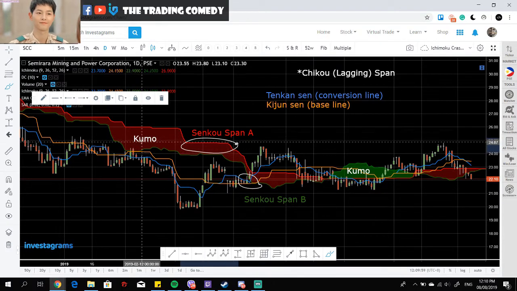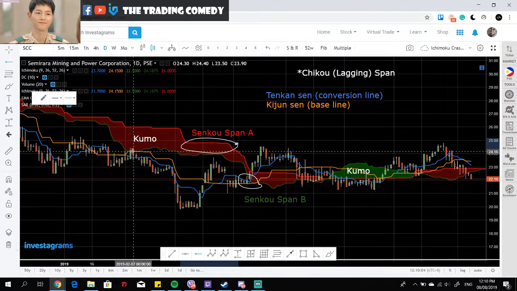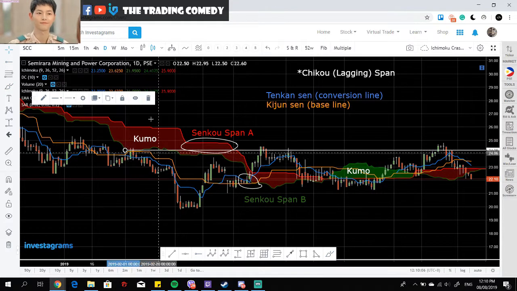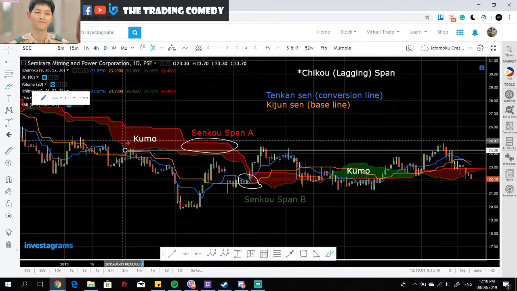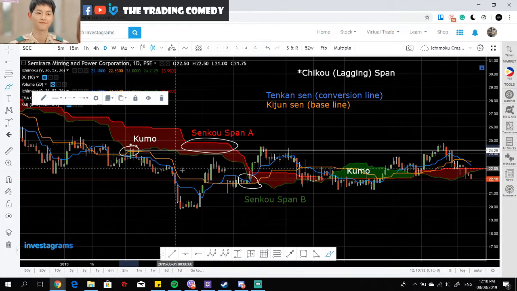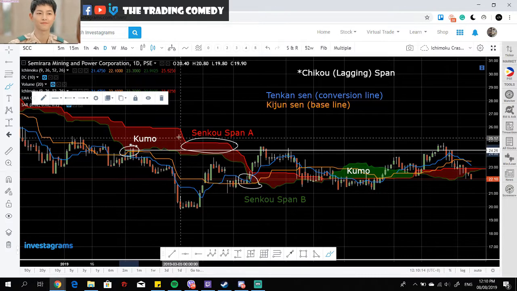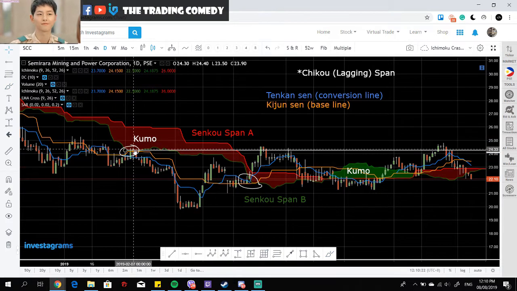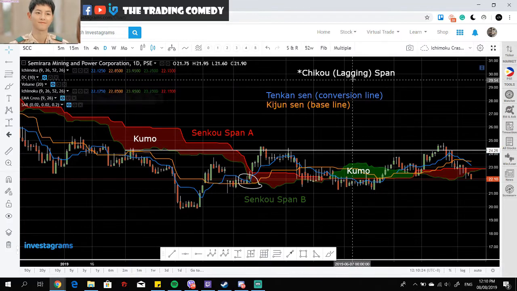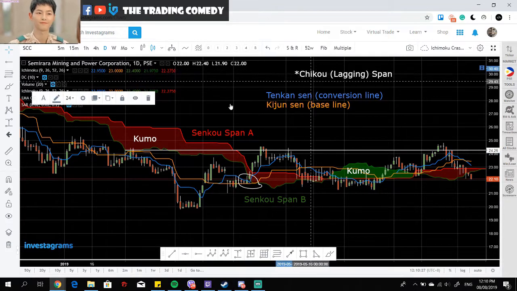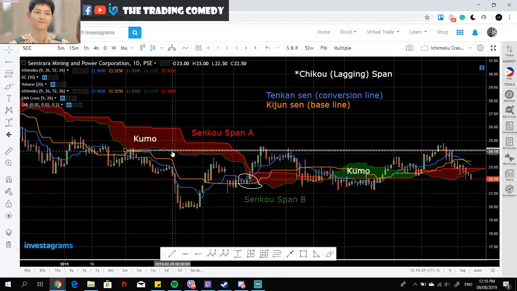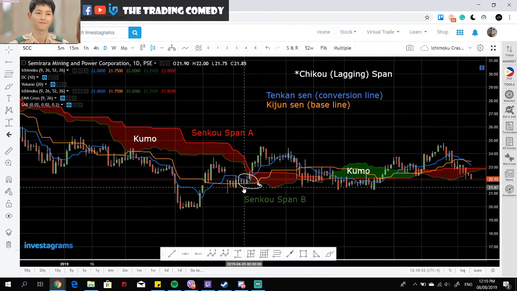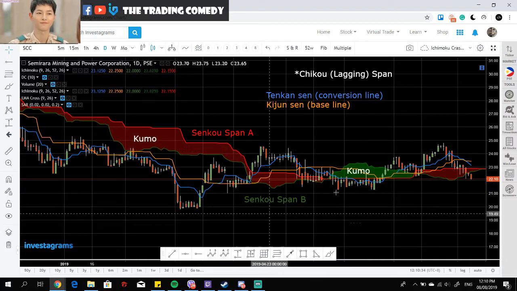But I would usually use the previous prices, like this one. I would use this one as a spot for taking profits. Or if you're confident that it will reach this Senkou span A over here, you can also use it as a target profit, but it's really up to you. And another part of the Ichimoku cloud is the lagging span. This is what I put in parentheses, but I don't really use it. So yeah, that's how you read the charts using Ichimoku.